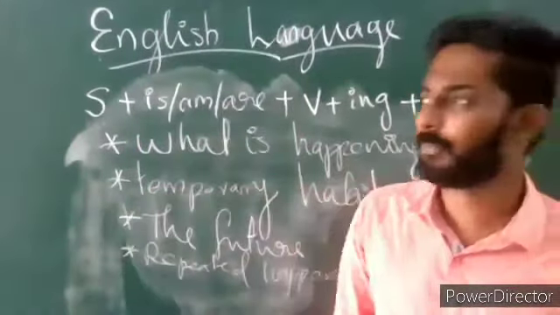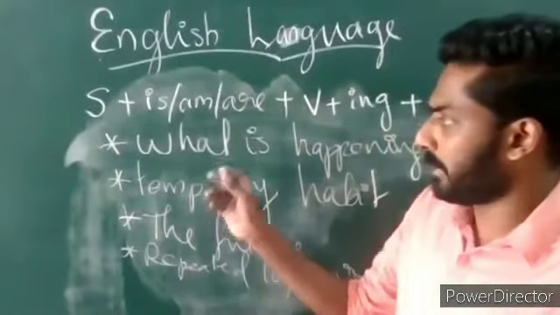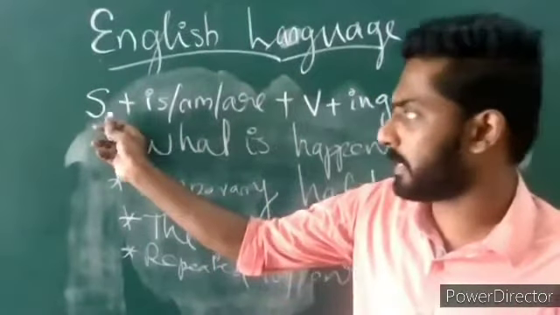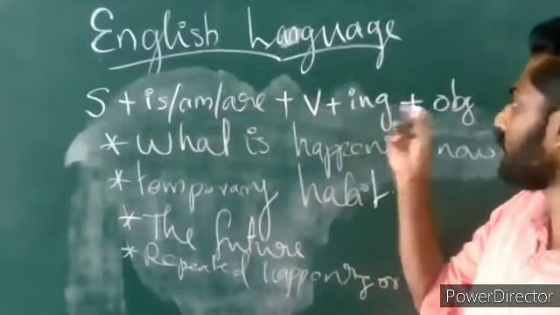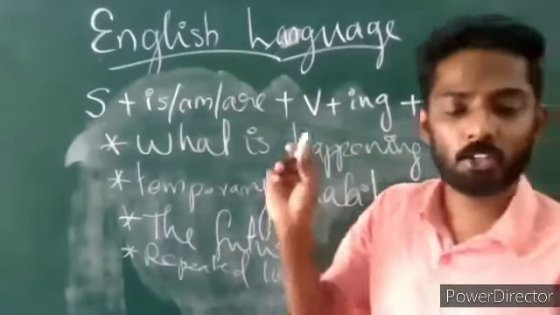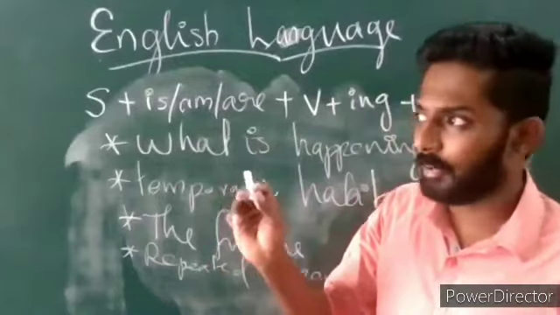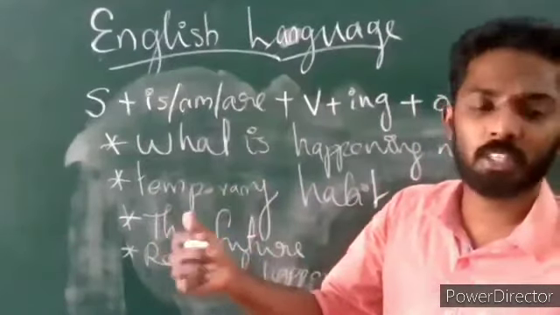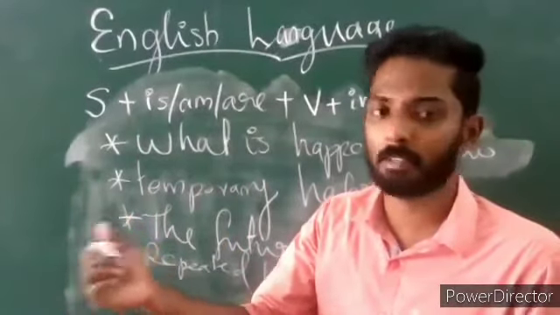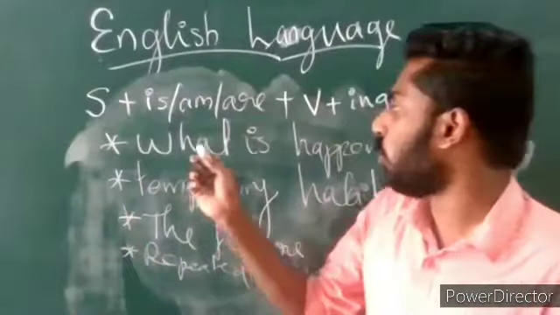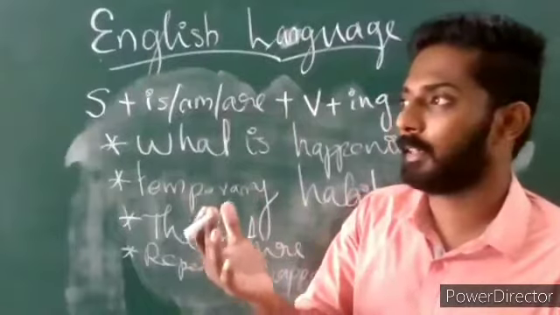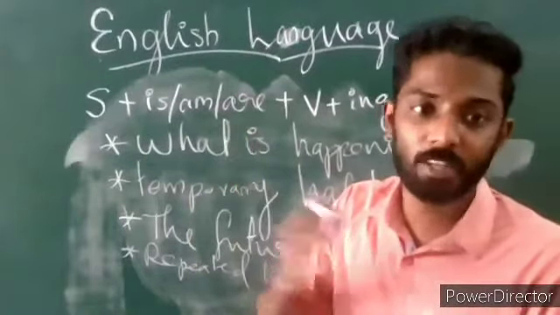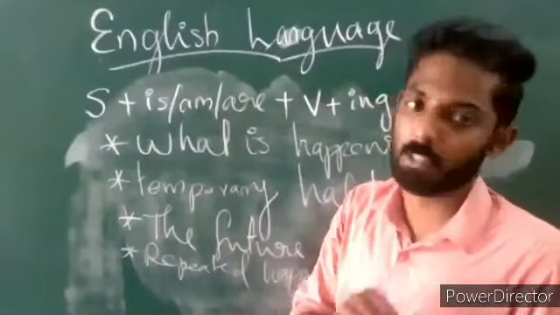And what did we learn today? Like, in present continuous, we spoke about the structure of the sentence. That is, subject plus is/am/are plus verb plus ing plus object. This is the structure of the sentence. And what are the usages of the present continuous tense? That is what is happening now. If you want to speak about the things which are happening or continuing now, it is said in present continuous.